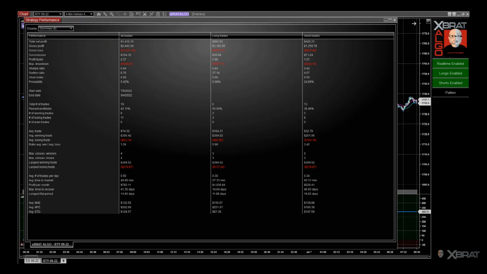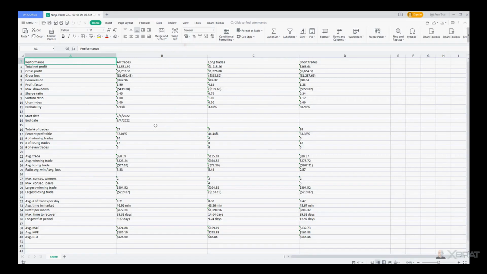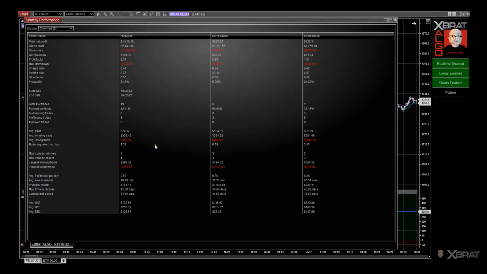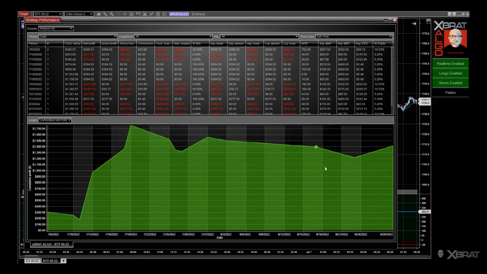If I just bring that previous spreadsheet over, we 323.97, largest winning 394, 219. So on here we have 305 average winning trade, 93 average losing trade, 394 and 219 are the same. So let's just have a look at the analysis. Have we done something wrong somewhere? Great equity curve. Didn't do a lot of growing in August, but that's the summer.